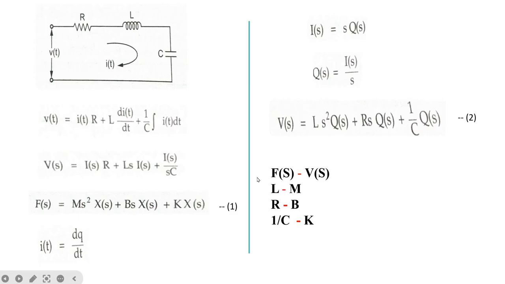So what we have obtained, force is analogous to voltage. Then you have mass, which is analogous to inductance, that is L is analogous to mass, inductance is analogous to mass. Then you have R, resistance is analogous to what? Resistance is analogous to the friction constant B. Then you have 1 over C, which is analogous to K, that is the spring constant. Okay, this is how you derive the force voltage analogy.